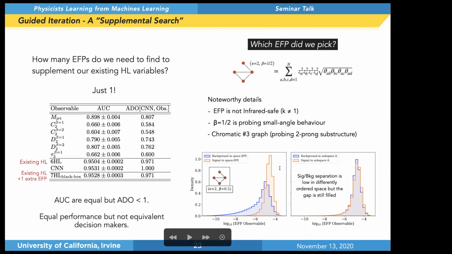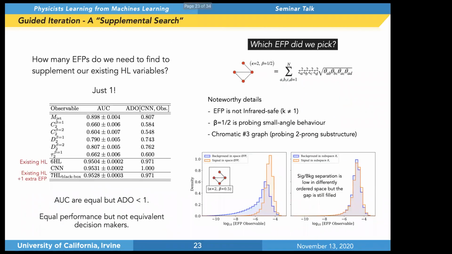And then the histogram at the bottom is the distribution for that energy flow polynomial. On the left is just this EFP, and on the right is what you see after you look at the differently ordered subspace. So it's kind of interesting if you just look at the area where the low level and high level make different decisions. It makes sense why they make different decisions, because there's very little signal background separation in this space. So it makes sense that it's difficult for them to decide in this space what the correct answer is.